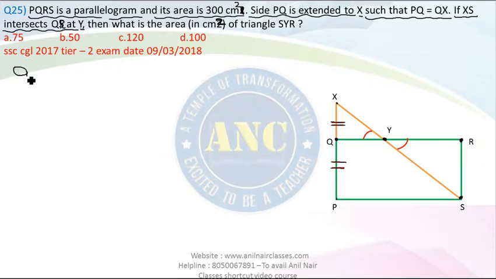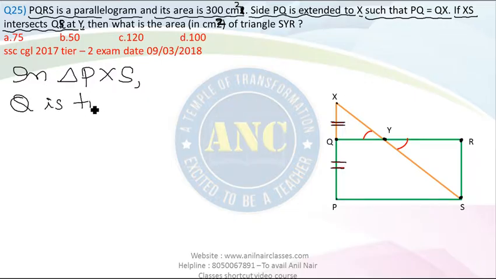Now, in triangle PXS, this bigger triangle, I know that Q is the midpoint of line PX. If I take that line PX, Q is the midpoint. Why is it the midpoint? Because it is given in the question that PQ and QX values are absolutely the same. That is the reason it is the midpoint.